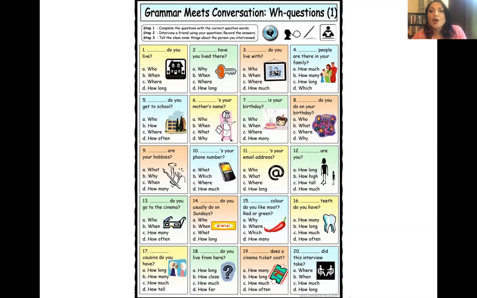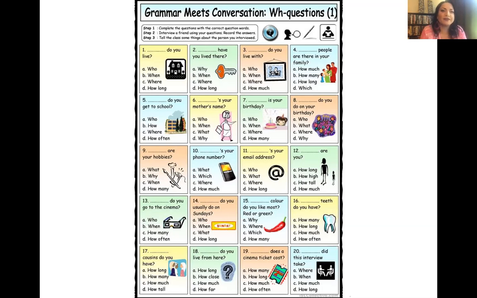Number 4. How much people are there in your family? How many people are there in your family? How long people are there in your family? Which people are there in your family? You could say, how many people are there in your family? You could also say, which people are there in your family? Is it your mother and father? Or how many people are there in your family?